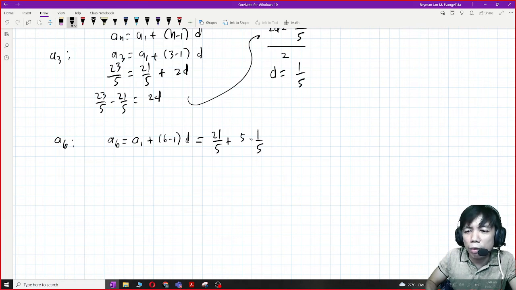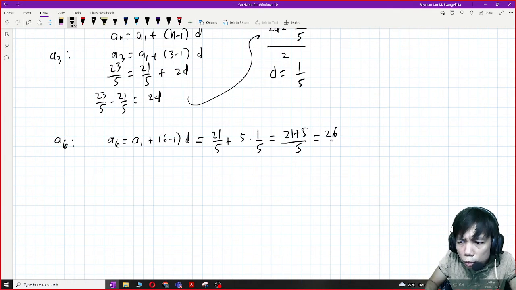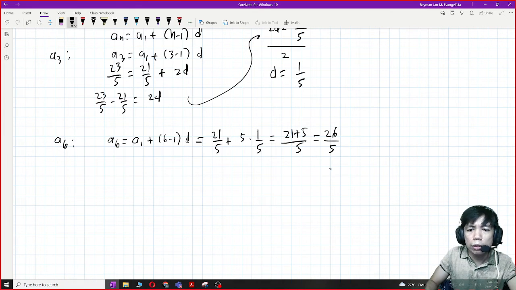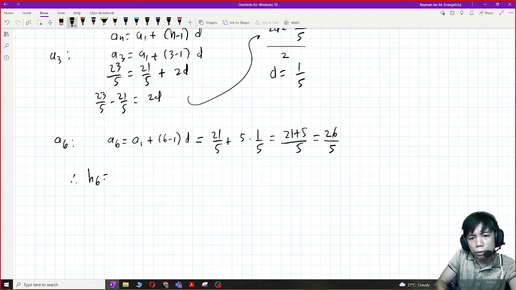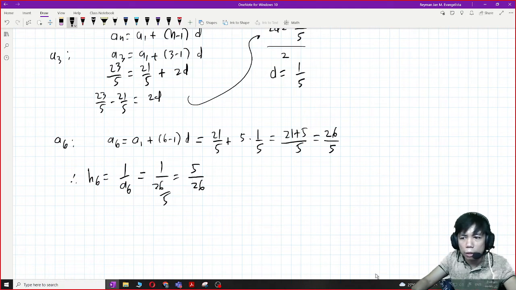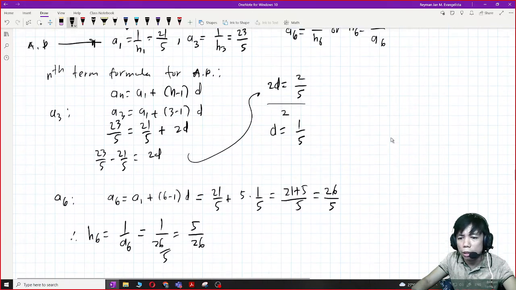Okay. Guys, now, di ko gagalawin to ha, yung 5 times 1 over 5, no? Para meron tayong similar fraction. Bali, ano lang yan, no? 21 plus 5 over 5. Okay? So, 26 over 5. Okay? So, ito yung 6th term sa arithmetic progression. So, therefore, the 6th term in the harmonic progression is 1 over a sub 6. So, that is, ang kabaligtaran niya? Okay, 1 over 26 over 5. So, that is 5 over 26. 5 over 26, yan, letter A.